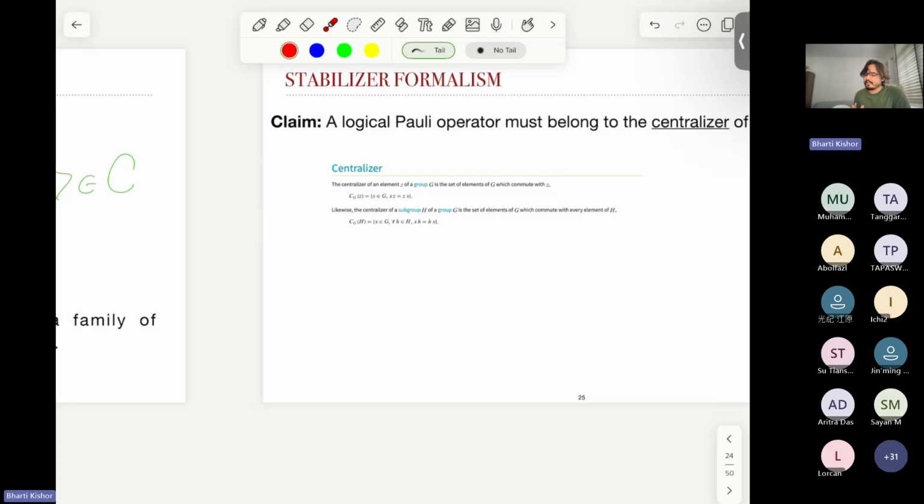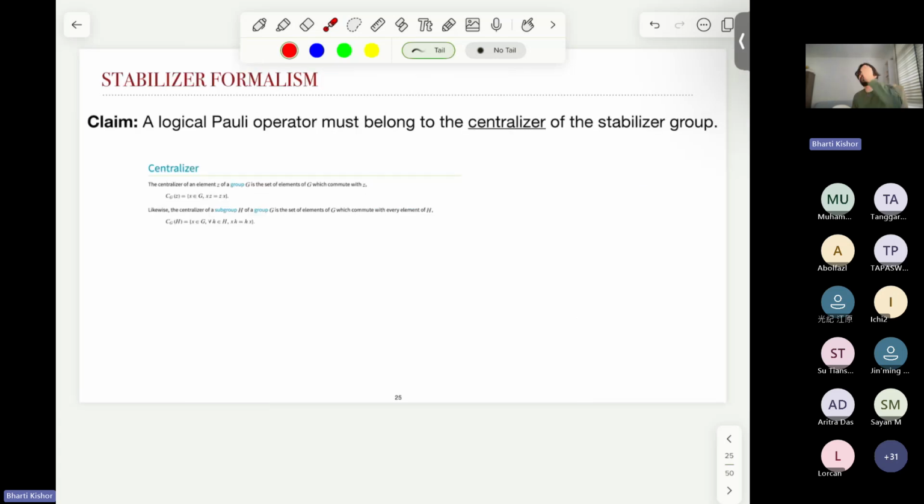Actually, you can characterize it much more nicely. So for a logical operator, what do we want from it? We want it to send an element of the code space to another element in the code space. At the same time, it must commute with all the elements of the stabilizer group. That's what we want. But it should not belong to the stabilizer group. So a logical Pauli operator must belong to the centralizer of the stabilizer group, but should not be in the stabilizer group.